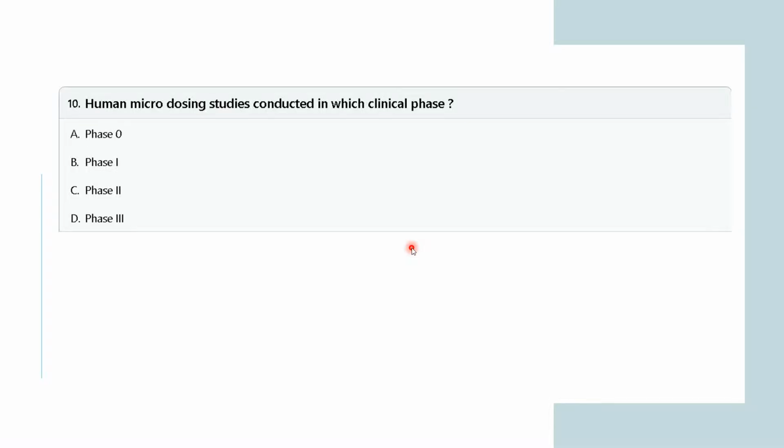Now the next question is: human microdosing studies are conducted in which clinical phase? Phase 0, phase 1, phase 2 or phase 3? So phase 0, nice, good. Because as I have already told you, human microdosing is in phase 0. Before that they will try on animals, and then they will give microdoses to humans to see how they react or are affected by that particular microdose. Then they will increase the dose and the number of people if the clinical test goes right.